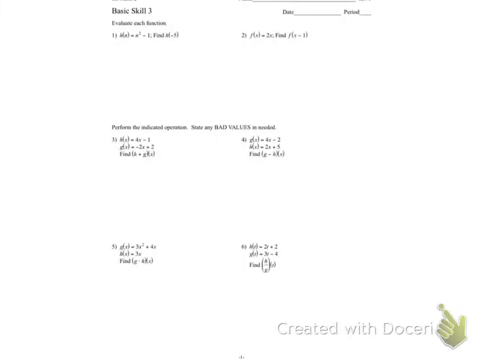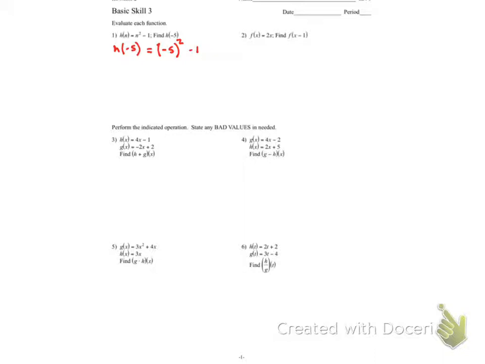Basic skills 3. For number 1, we're going to evaluate each function, which means we're going to be plugging in whatever value each problem tells us to. So for number 1, we have h of n equals n squared minus 1, and it wants us to find h of negative 5. So this is going to equal the rest. Notice that the n and the negative 5 are in the same position here, so we're going to plug in negative 5 for n and write the rest of this. So we have negative 5 squared minus 1.